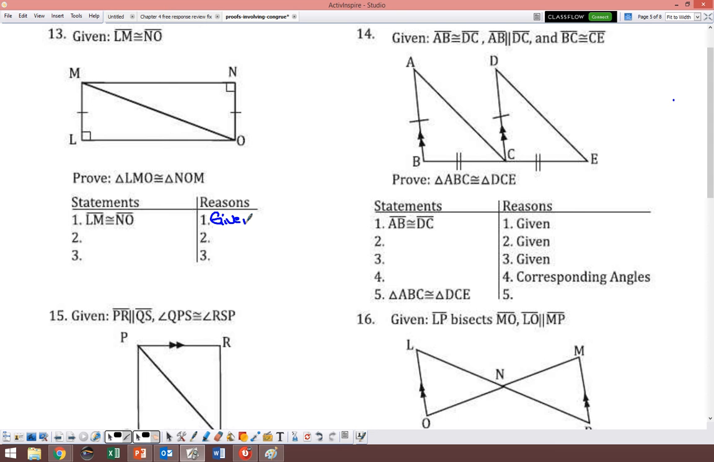All right, so we have our given. So we have to make sure everything is actually marked. So right here, marking LM and O, very good. Now, number 2. What should I do for number 2? Take a stab at it. Number 2.